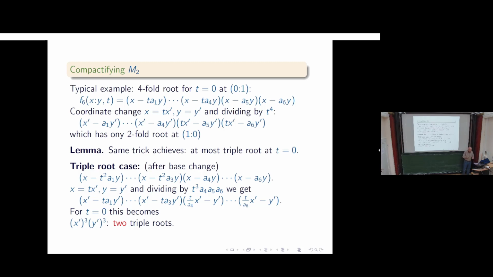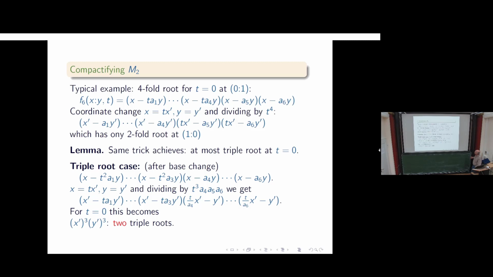Well, some roots will come together. So I just worked out an example. For instance, how to do it when there's a fourfold root. So t equals 0, this has a fourfold root. Then we make this coordinate change, x equals t x prime, and divide by t to the 4, then I get this. And suddenly there's a double root here when t equals 0, but the fourfold root vanished. Okay, so that's nice. So we don't have to worry about fourfold roots.